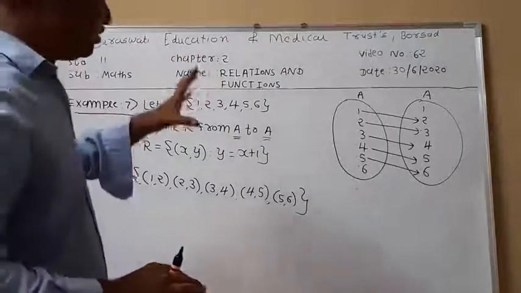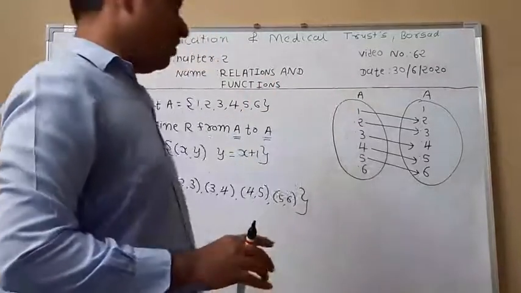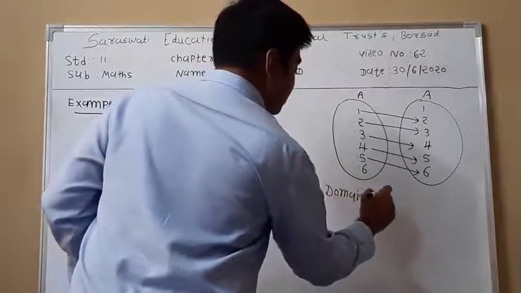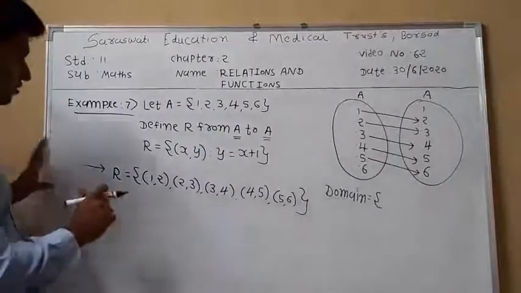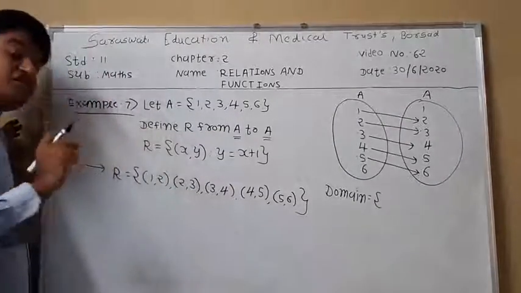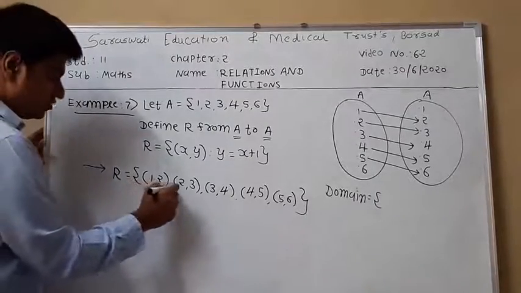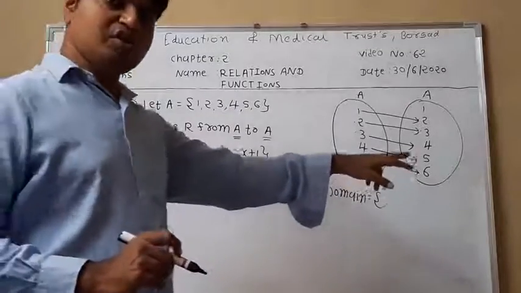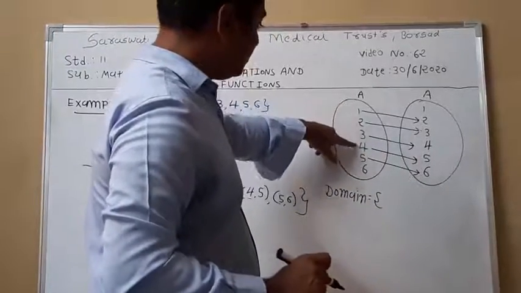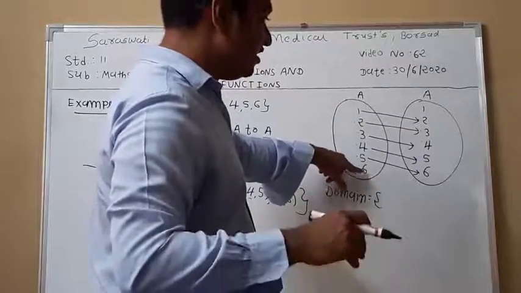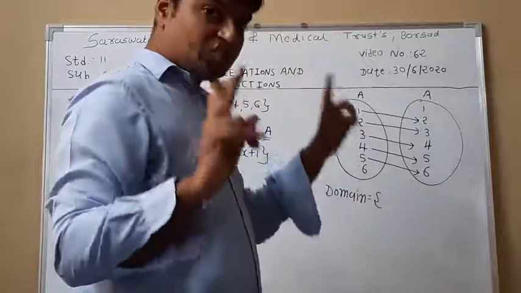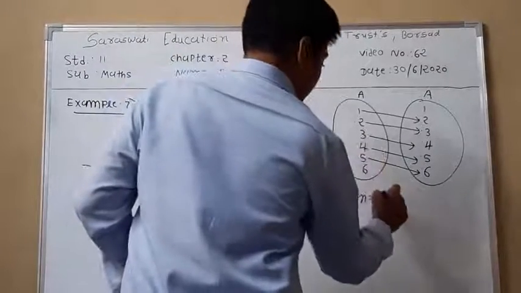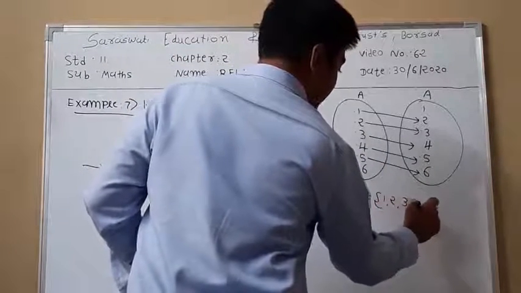Now find out which term of the ordered pair is our domain. In these ordered pairs, the first position is our domain. So the first positions are 1, 2, 3, 4, 5. So our domain is the set of 1, 2, 3, 4, 5 elements, right? Now here the relation of element 6 is not mentioned, so 6 is not in our domain. So 1, 2, 3, 4 and 5.